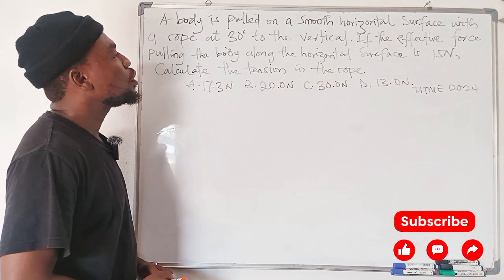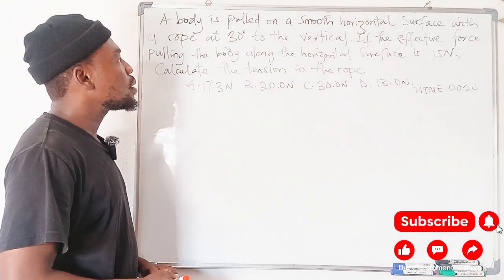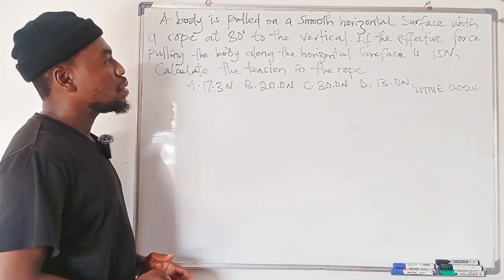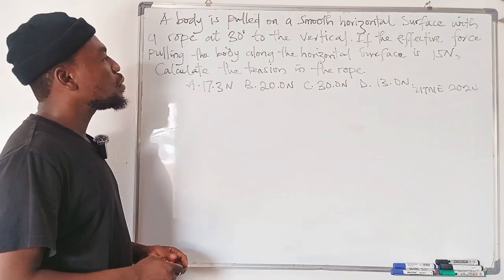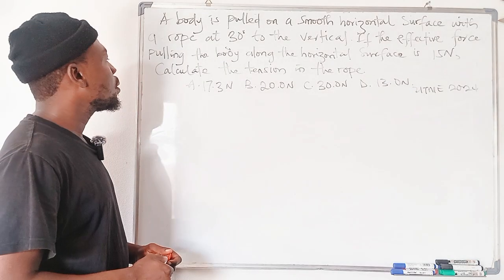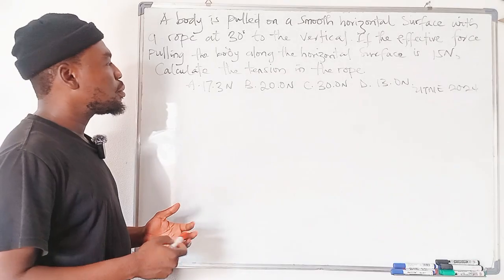A body is pulled on a smooth horizontal surface with a rope at 30 degrees to the vertical. If the effective force pulling the body along the horizontal surface is 15 Newton, calculate the tension on the rope. So let's try and interpret this question.